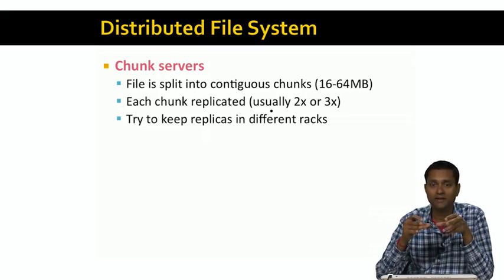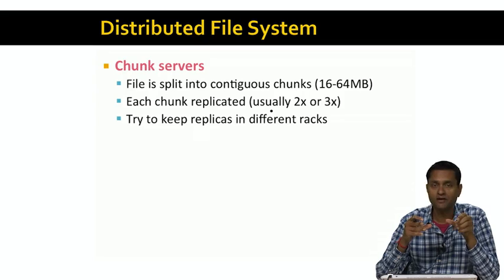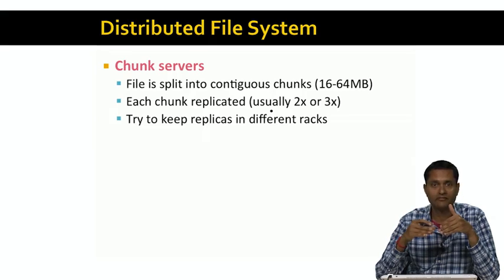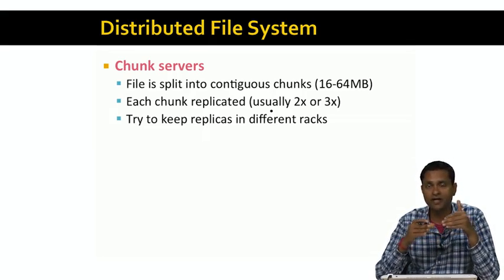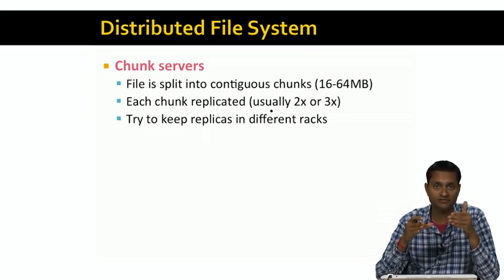We do that because the most common scenario is that a single node can fail. But it's also possible that the switch on a rack can fail. And when the switch on a rack fails, the entire rack becomes inaccessible. If all the replicas of a chunk are in one rack, then that whole chunk can become inaccessible. So if you keep replicas of a chunk on different racks, then even if a switch fails, you can still access that chunk. So the system tries to make sure that the replicas of a chunk are kept on different racks.